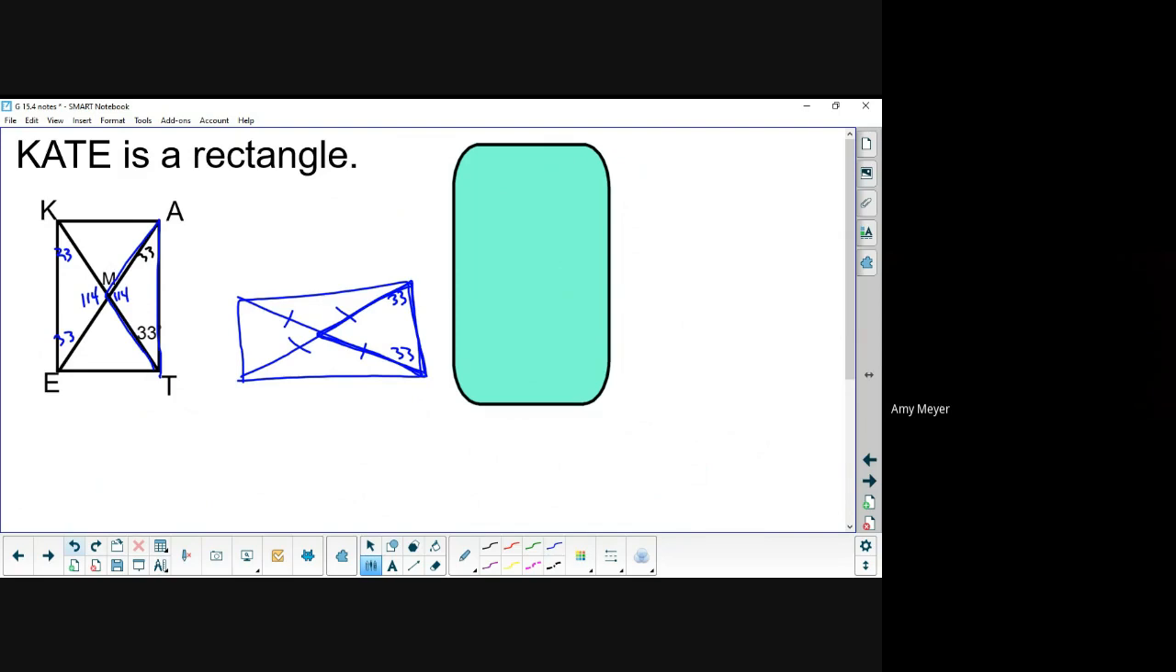Notice how he labeled it K to M to A. That tells me exactly which angle it is. This one, what'd you say? 66. How did you get that? 180. Good. He's saying this is a straight line, so they add to 180. Is this one also 66? Yep. Once you get started, it just keeps on going.